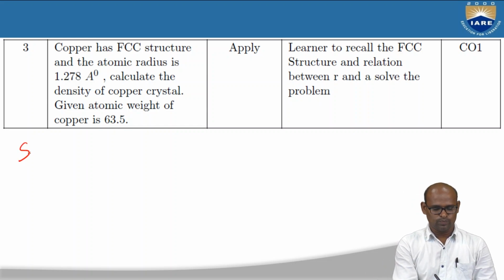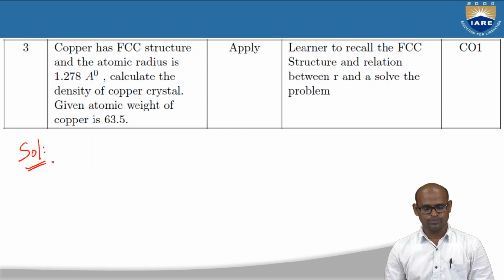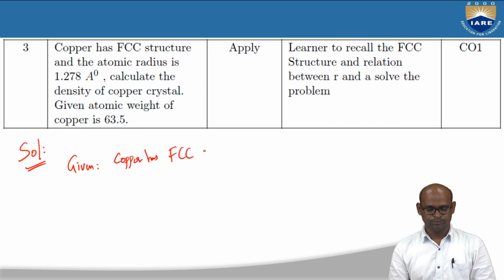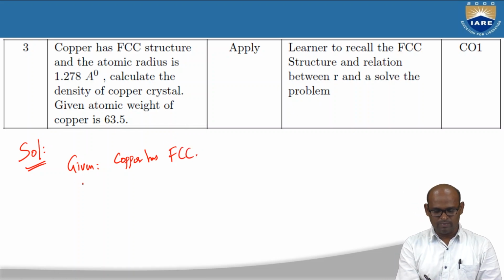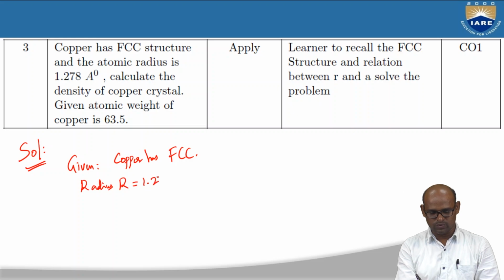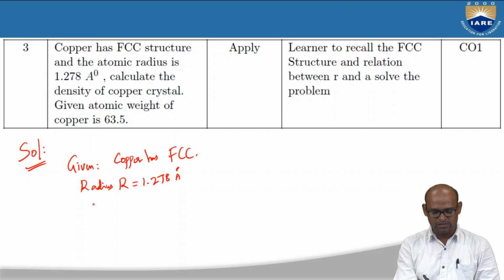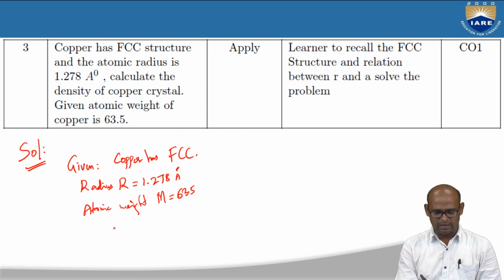Okay. So, solution: to calculate the density of copper crystal, they have given copper as FCC structure. First they mentioned that copper has FCC structure, okay, so that is one point. And then they have given the atomic radius, R is equal to 1.278 angstroms. Okay. So we can convert into meters also. And then the atomic weight or molecular weight is also given as 63.5. We need to calculate density.